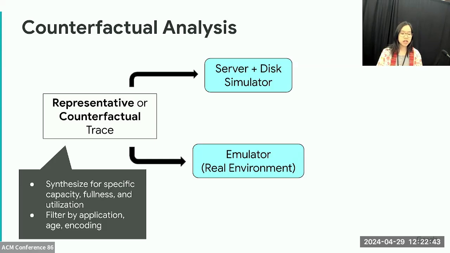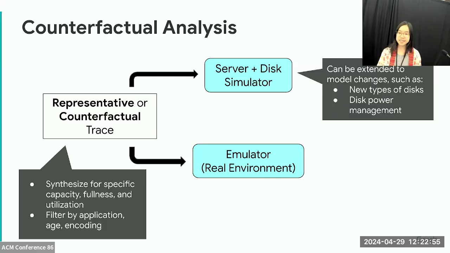For example, feeding it to a simulator or an emulator that actually runs in the real environment, meaning running a real server binary and also running on the real disk. So in the counterfactual analysis, we can also easily extend our simulator to model changes, including new types of disks and also hypothetical disk power management. For example, spinning down the disk into low power mode.